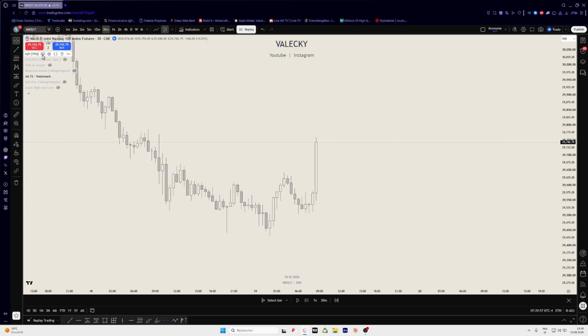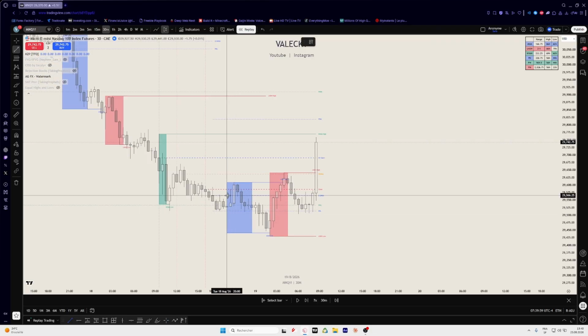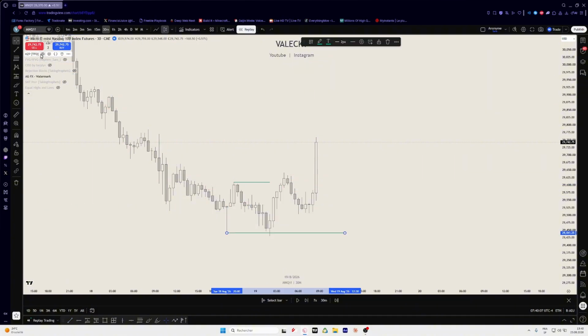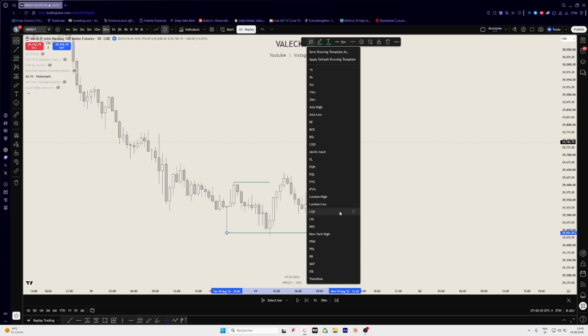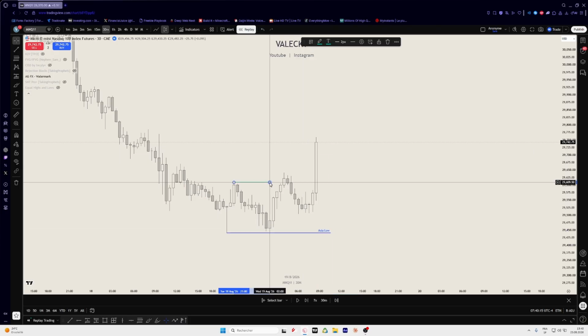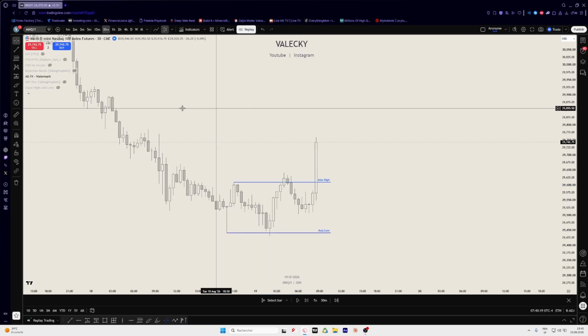I got this indicator here, which helps me identify these key levels. It's this high and this low, this high and this low right there. So I just mark out here, Asia low, and this is Asia high.